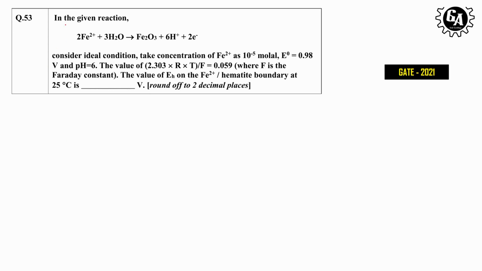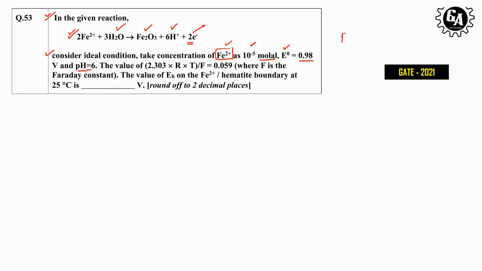In the given reaction, Fe2+ plus 3H2O will give rise to Fe2O3 plus 6H+ plus 2e-, meaning 2 electrons are getting out. So consider ideal conditions and take the concentration of Fe2+, this is ferrous, as 10 to the power minus 5 molar. E0 is 0.98 volt. pH is given to be 6.